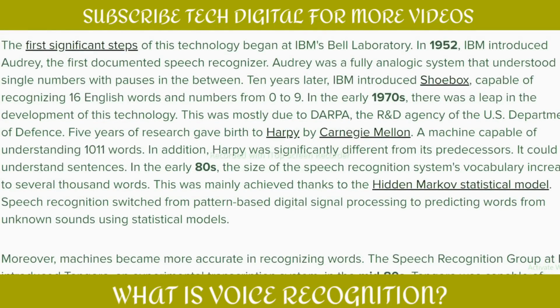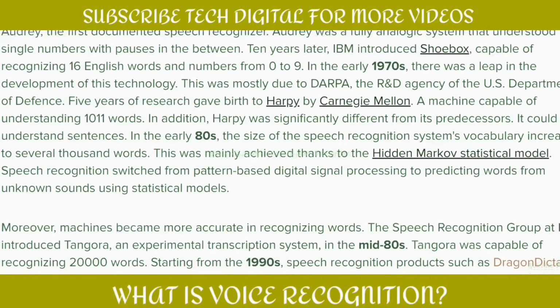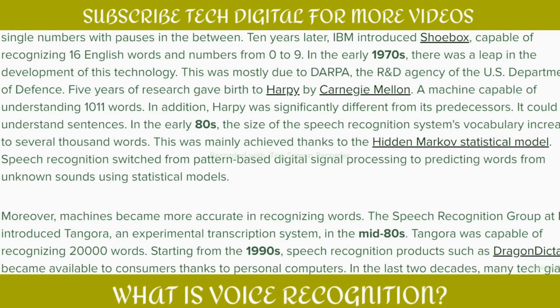In the early 1970s, there was a leap in the development of the technology. This was mostly due to DARPA, the R&D agency of the US Department of Defense. Five years of research gave birth to Harpy by Carnegie Mellon, a machine capable of understanding 1011 words. In addition, Harpy was significantly different from its predecessors. It could understand sentences. In the early 80s, the size of the speech recognition system vocabulary increased to several thousand words. This was mainly achieved thanks to the Hidden Markov statistical model. Speech recognition switched from pattern-based digital signal processing to predicting words from unknown sound using statistical models.